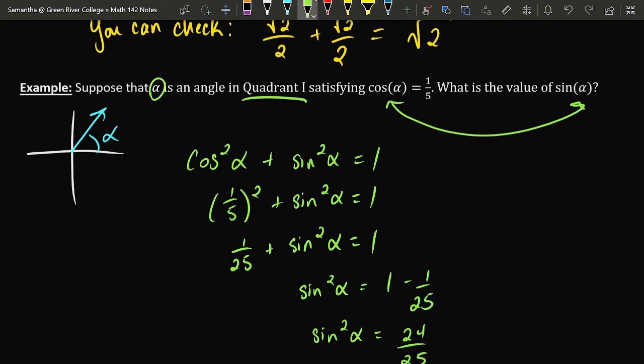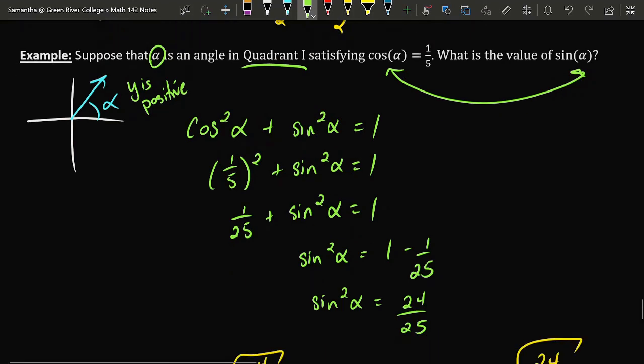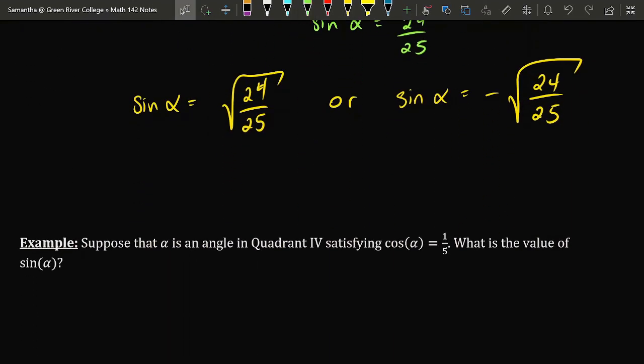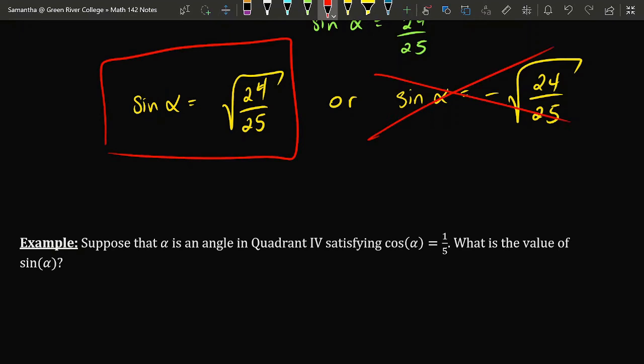Angle alpha is pointing into quadrant 1, and everywhere in quadrant 1, y is positive. Because y is positive in quadrant 1, and the sine represents the y value, that means that the positive square root must be the answer, and the negative square root cannot be correct, because sine of alpha is equal to the y coordinate, which is positive in the first quadrant.